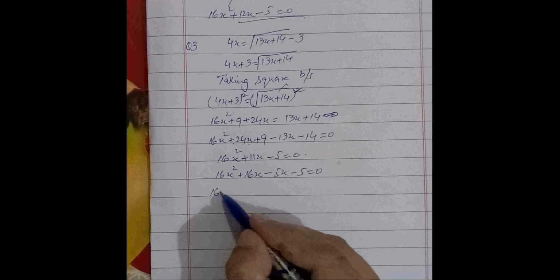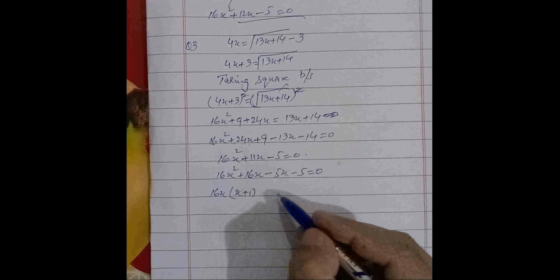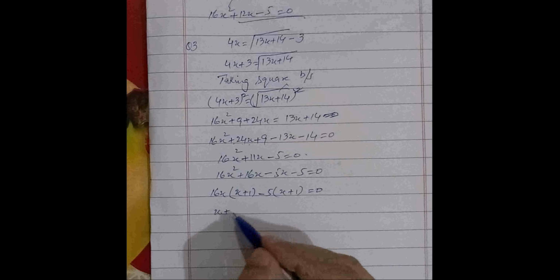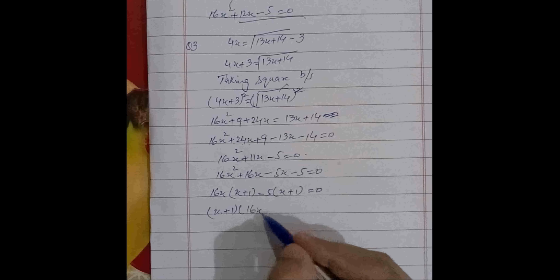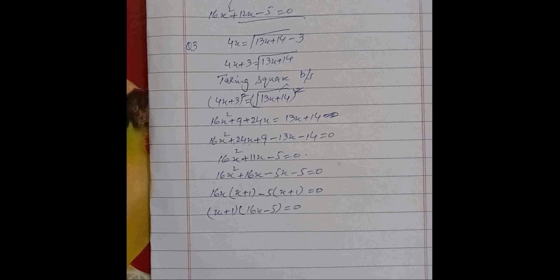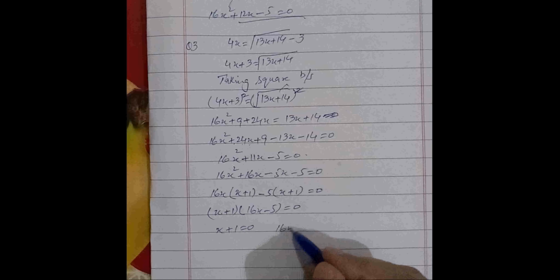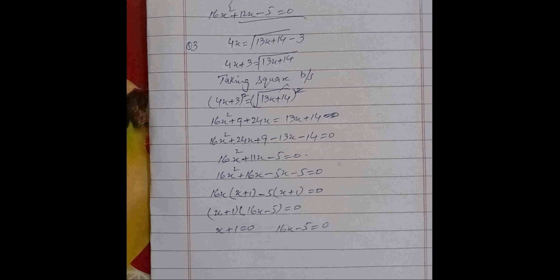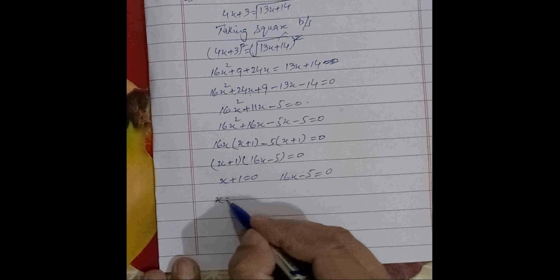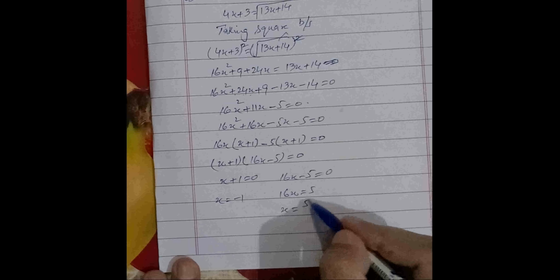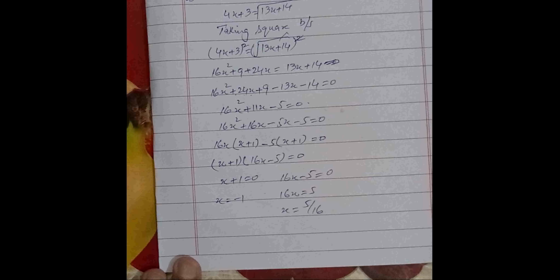Take common 16x, we get x plus 1 and minus 5, x plus 1 is equal to 0. The values are x plus 1 into 16x minus 5 is equal to 0. Now we find the values of x. We get x plus 1 is equal to 0 or 16x minus 5 is equal to 0. Now x is equal to minus 1, 16x is equal to 5 and x is equal to 5 over 16. These are two values of x, which is minus 1 and 5 over 16.